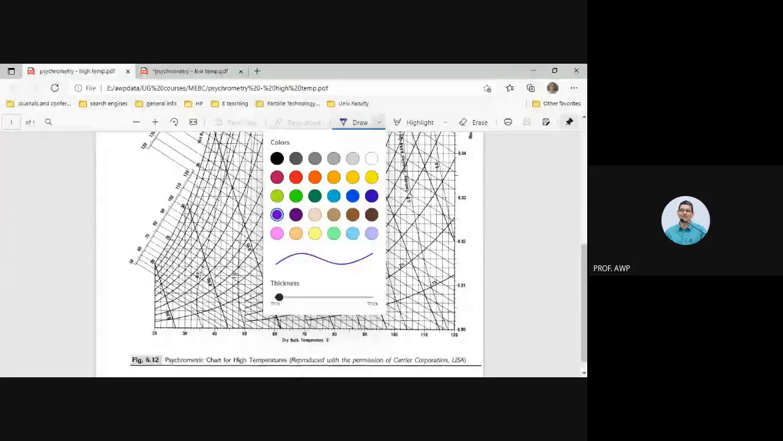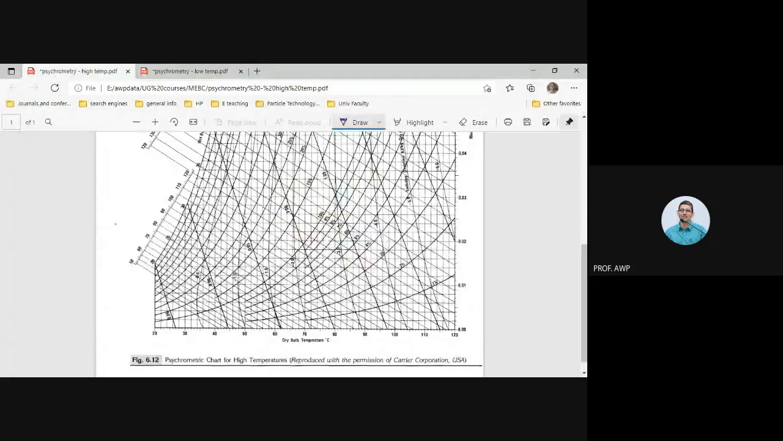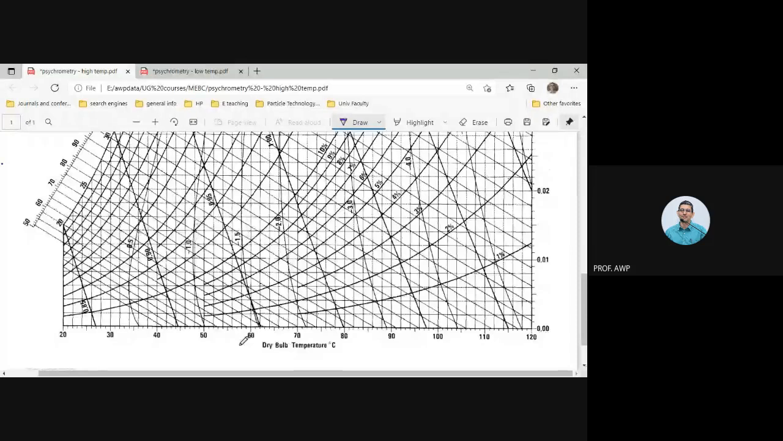Yeah. So our temperature is 35 degrees centigrade. Now let's zoom in a little bit. Okay, so this is 30, 32, 34, 36, 38, 40. So 35 is here, right? So we are somewhere along this 35 degrees centigrade line.